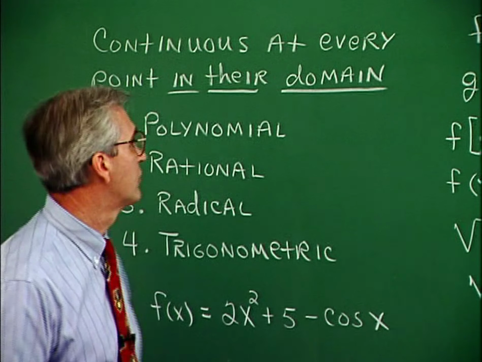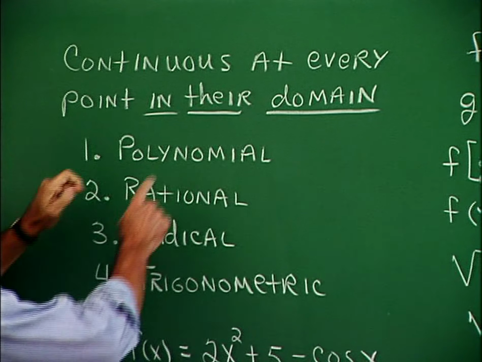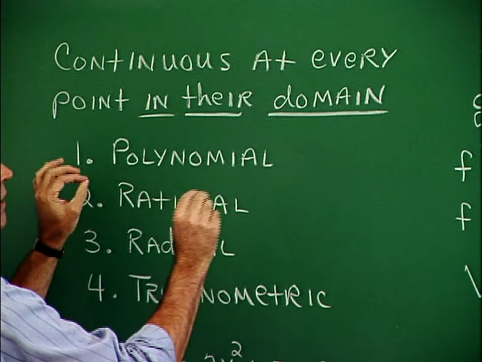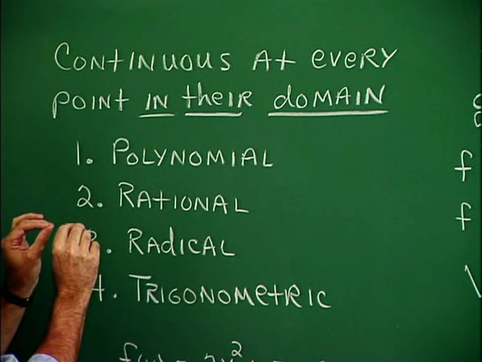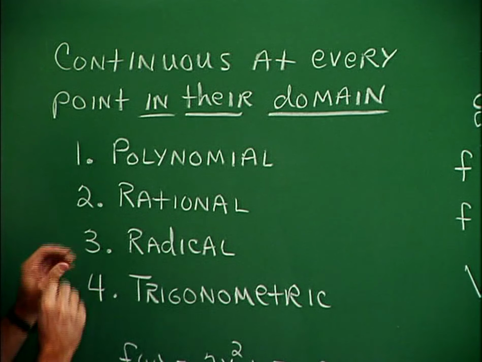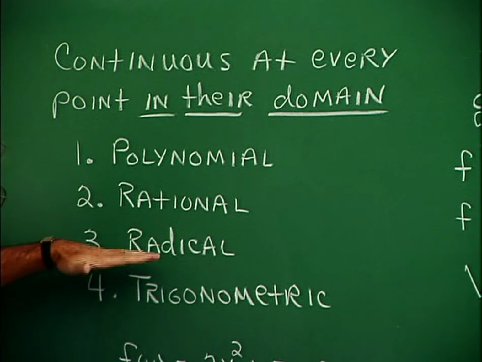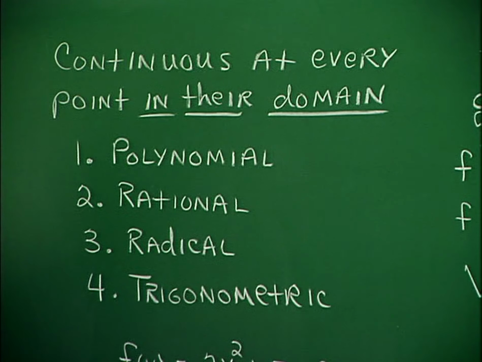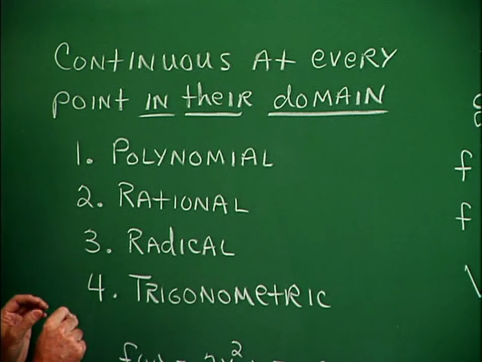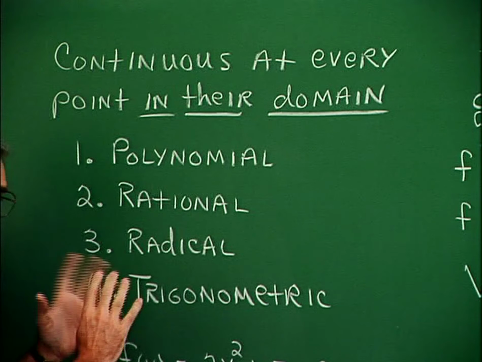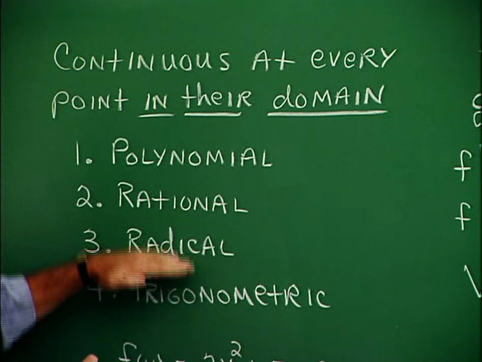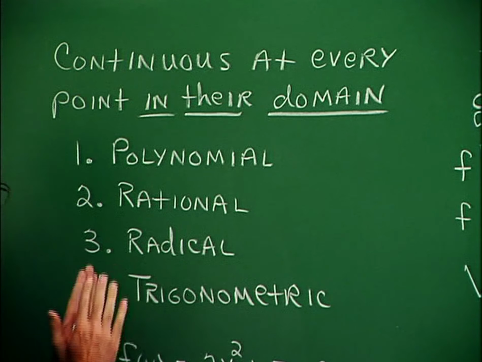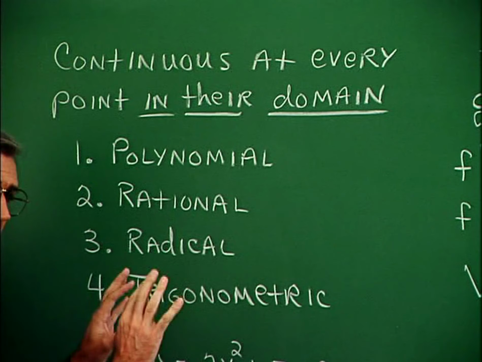Here's a list of functions that are continuous at every point in their domain. Now, this doesn't mean that they are everywhere continuous, just that they're continuous at every point that's in their domain. Polynomial functions, rational functions, radical functions, trigonometric functions. This is a nice thing to know, because if you're examining for continuity and you have a weird function that is a combination of two or three of these, then you can be assured that you have the continuity you're looking for by thinking of your function in parts.